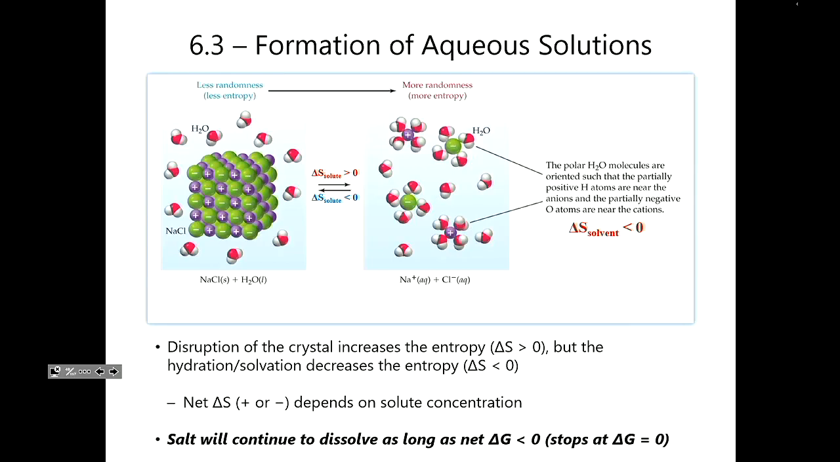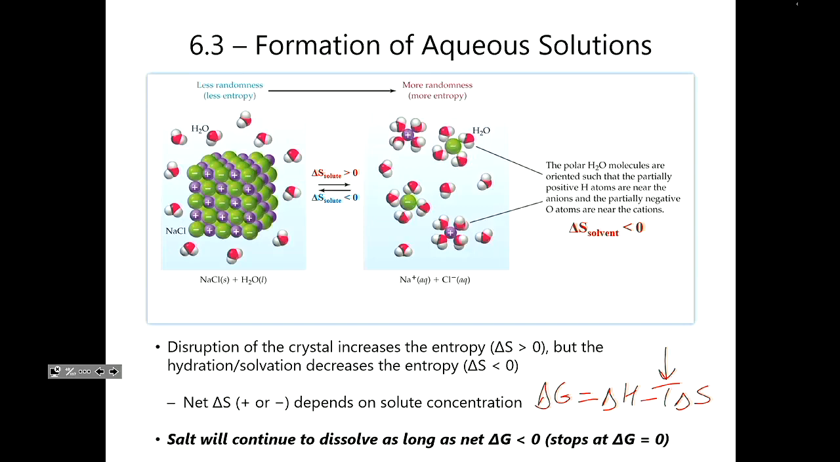Ultimately, if you remember, again, delta G equals delta H minus T times delta S. Notice there's a temperature dependence as well, as we know, right? As long as that delta G is less than 0, the salt will continue to dissolve. It stops dissolving the moment delta G reaches 0. So at that point, the backwards and the forward processes are equally probable. No more solution at that point.